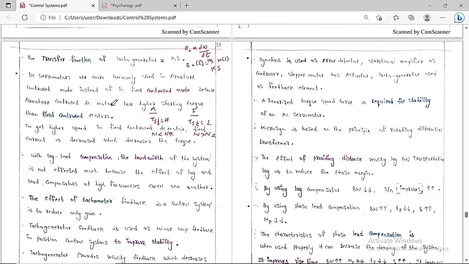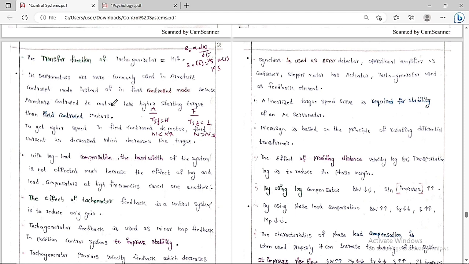To get higher speed in the field control DC motor, field current is decreased, which is going to decrease the torque. In simple words, in the case of armature control DC motor, the start torque is always high, whereas in the case of field control DC motor, the start torque is always less.